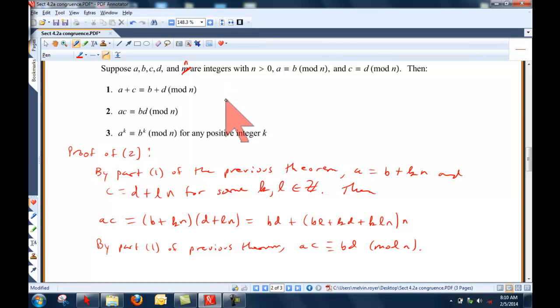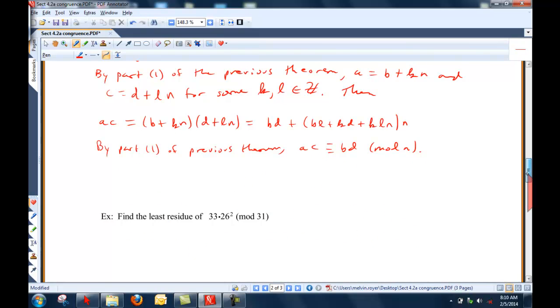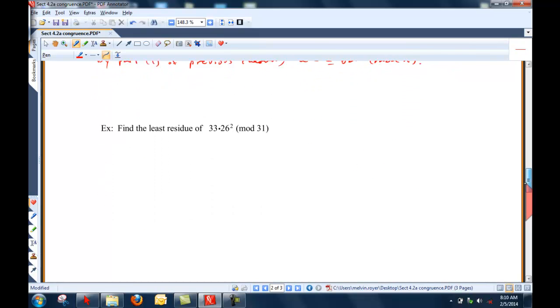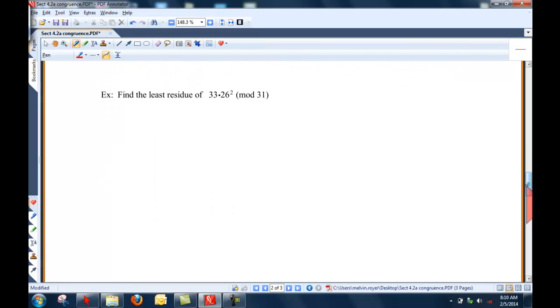These are pretty intuitive properties, and they do turn out to be true. Some other properties that may seem intuitive later on we'll see actually are not true. So congruence is sort of like equality, but not completely so. Let's do an example of this idea of replacing big numbers by smaller ones.